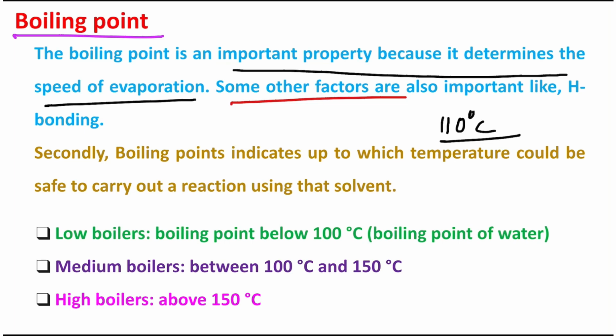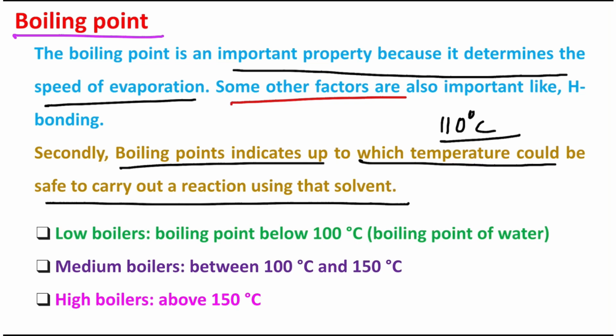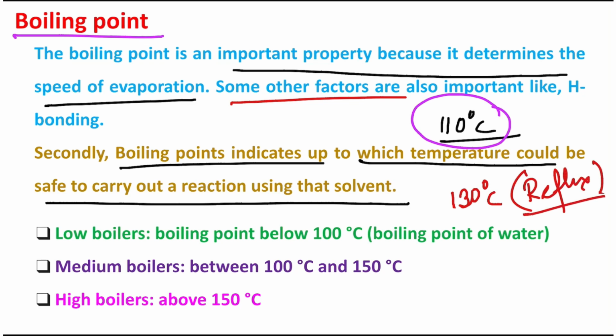Now, the most interesting point is that the boiling point indicates up to which temperature the solvent could be safe to carry out a chemical reaction. For example, let's consider the boiling point is 110 degrees, and it's a toluene-type solvent. Now you can do any chemical reaction using this solvent up to 130 degrees centigrade under refluxing condition. That much increase, 20 degrees centigrade, is okay for toluene as solvent.